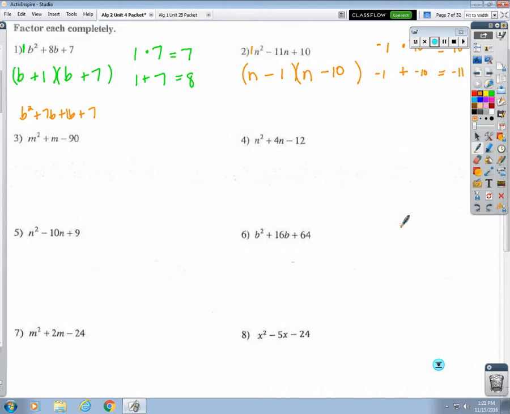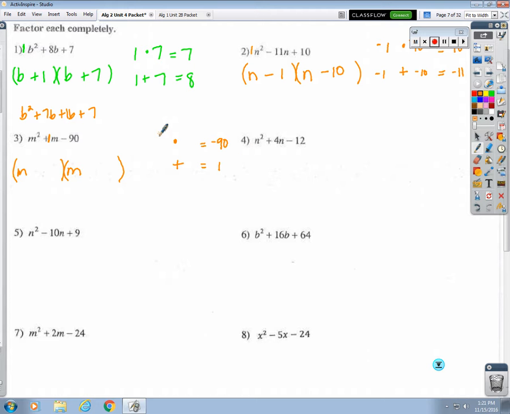Alright, number 3. What goes at the beginning of each binomial? M. And this time we're looking for numbers that multiply to give you a negative 90, because that's your c value. And those same two numbers have to add to give you a 1. Isn't there an understood 1 in the b place? Okay, so what are some numbers that multiply to 90? Okay, do you think you can get a 1 from a 9 and a 10?